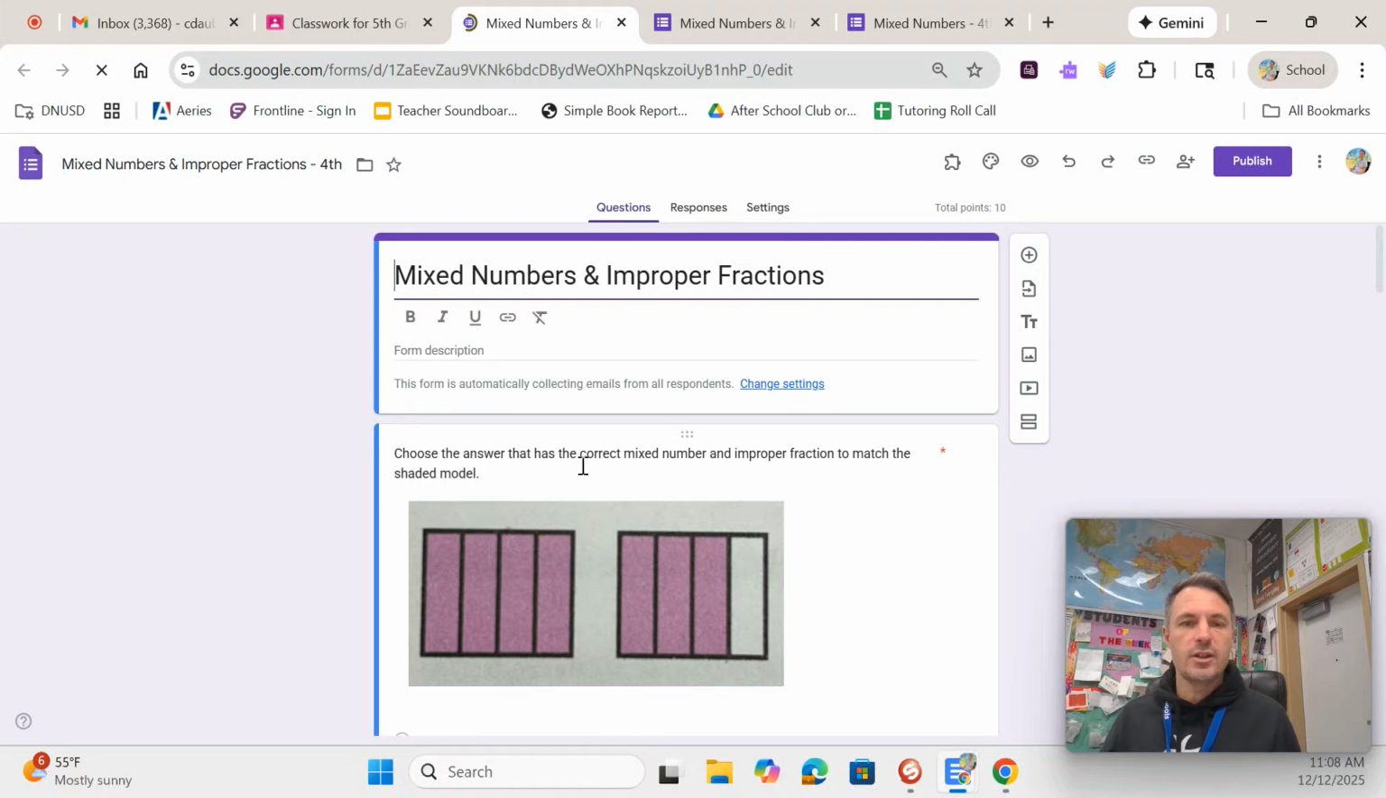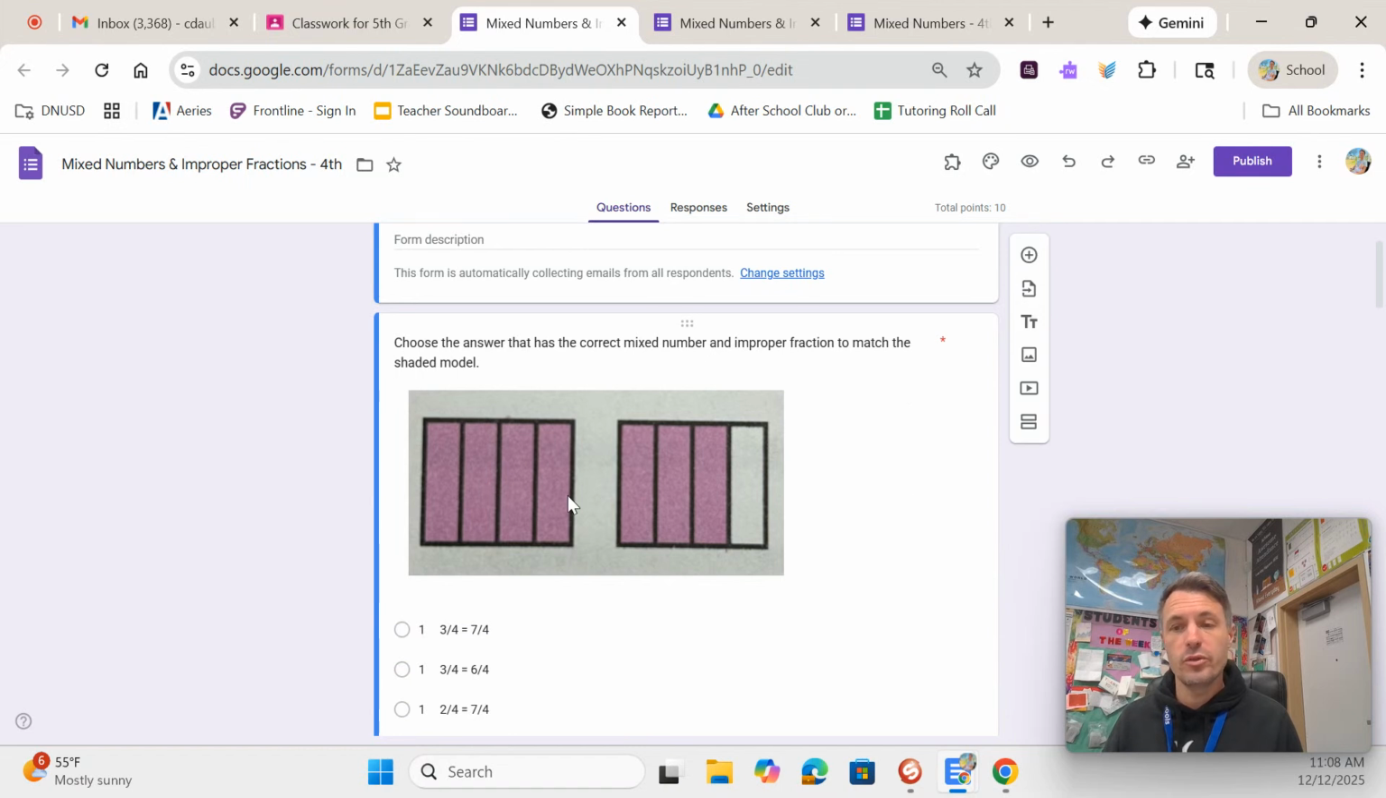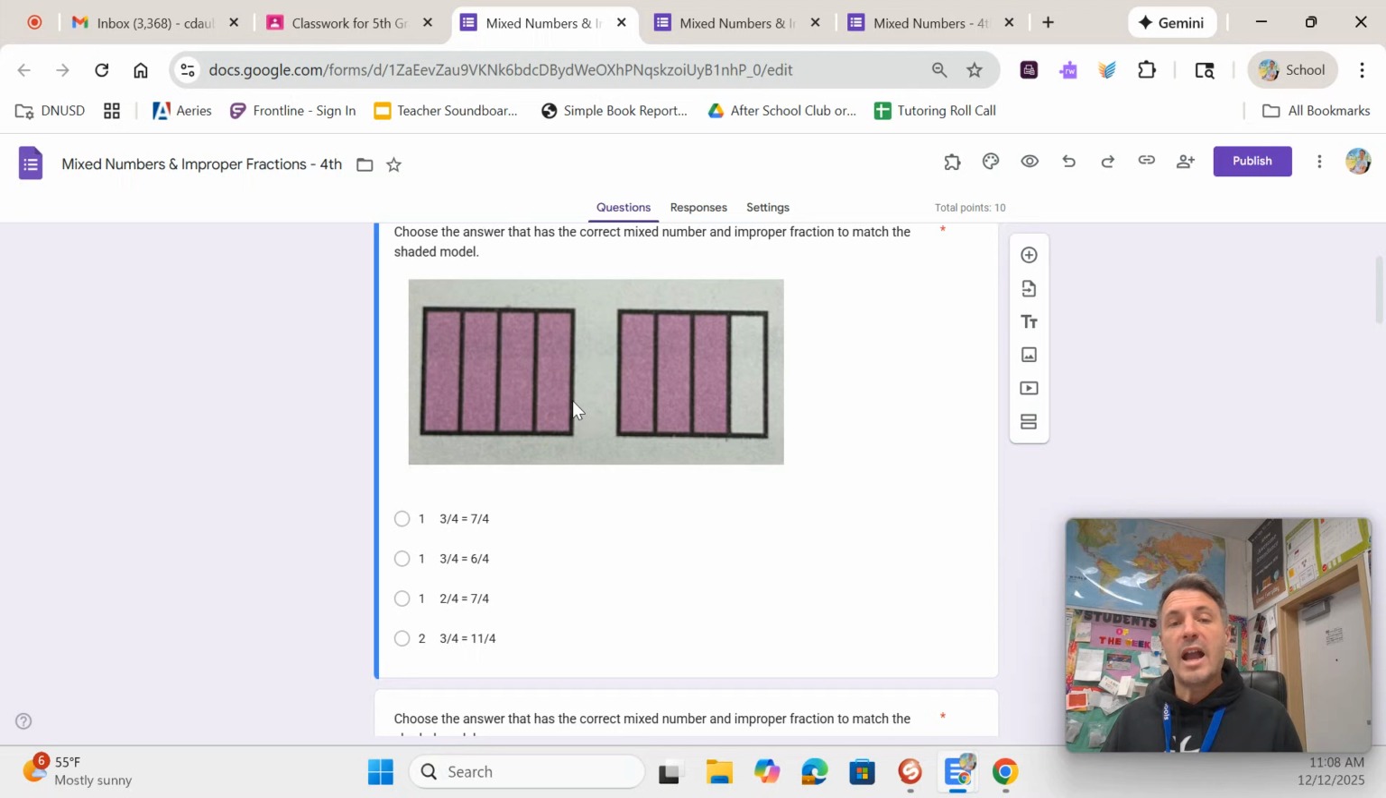And it says, choose the answer that has the correct mixed number and improper fraction to match the shaded model. So how would you show this as a mixed number? Write it as a mixed number on your scratch paper and then change it into an improper fraction and choose the correct answer here that has it written both ways. Like this first answer choice says 1 3/4 equals the same as 7/4. Is 1 3/4 how you would write this as a mixed number? And if that's true, is it true that 1 3/4 would be written as an improper fraction as 7/4?